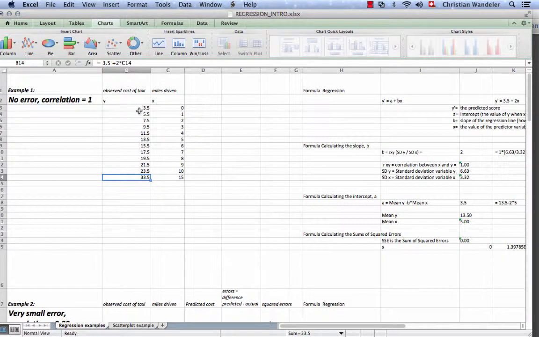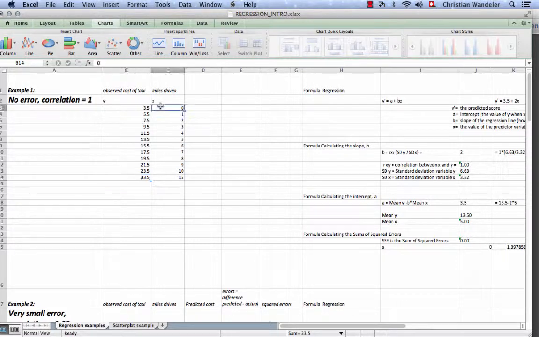So let's say you're looking at the miles. A regression is to predict values. So let's say you're in New York, you're catching a cab, and you know that you're going to go 15 miles. You want to figure out how much it's going to cost.